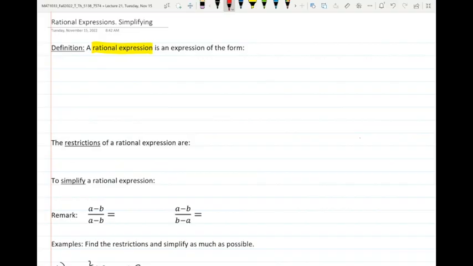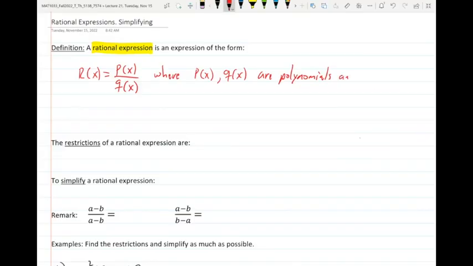So a rational expression is an expression of the form, I'm going to call it r of x, so let's say p over q, where p and q are polynomials. Let me write properly: where p of x and q of x are polynomials. And then, of course, the one in the bottom cannot be zero. It cannot be the zero polynomial, otherwise that doesn't make sense, okay? So that's what a rational expression is.